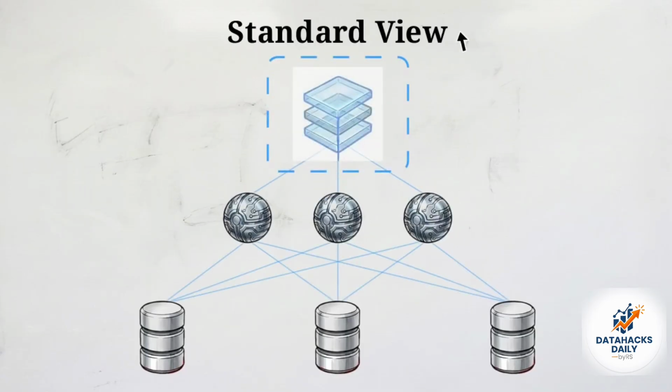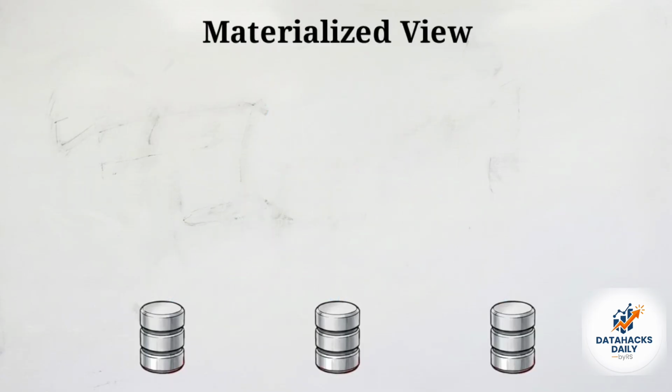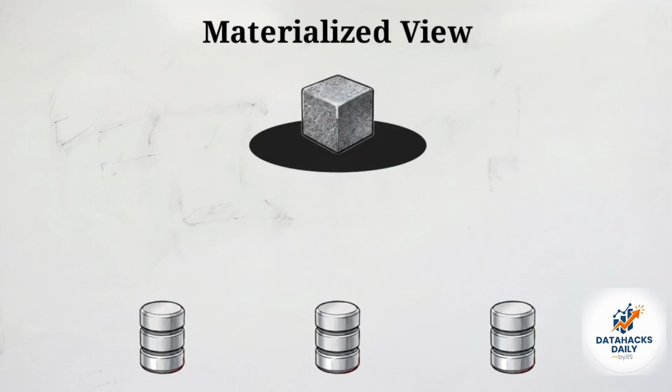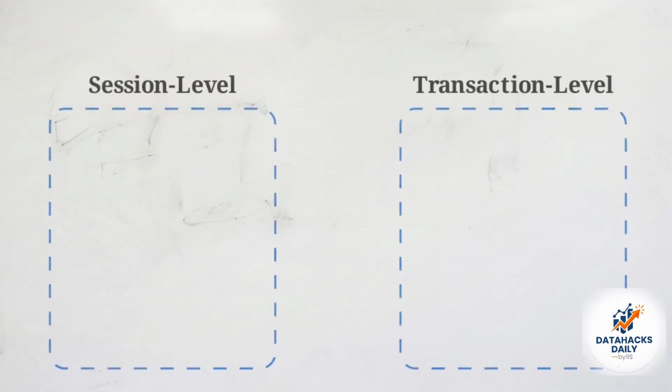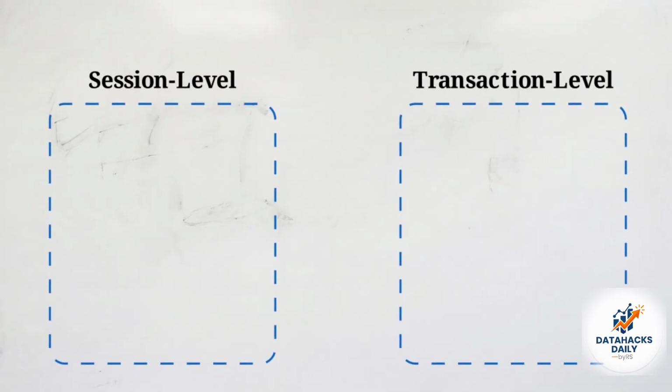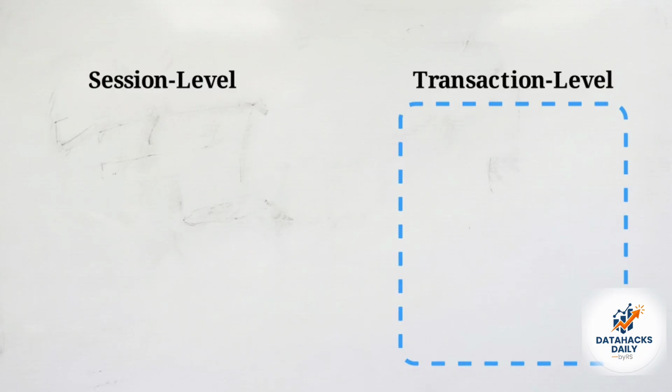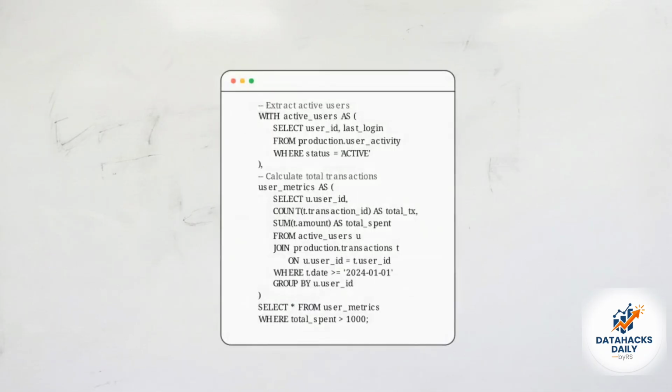A standard view calculates the underlying query on the fly every time it's referenced. A materialized view stores a physical copy of the result set, saving massive compute time for complex aggregations that only need periodic updates. For intermediate processing during a script run, you'll use temporary tables. You must specify their persistence. Session-level temporary tables hold data until you disconnect, while transaction-level tables clear their rows the moment a commit occurs.